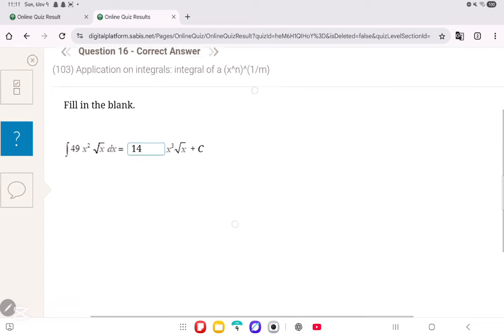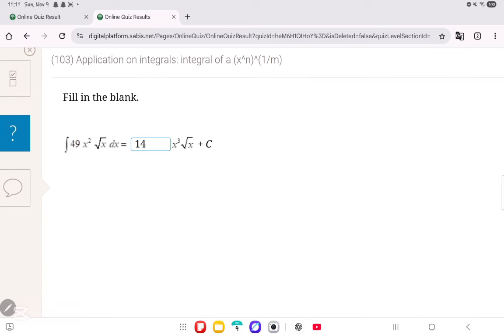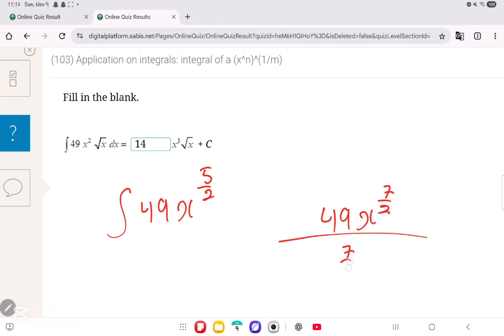Again, you need to do the integration of this. How do you do the integration of 49x squared, radical x? So integration 49x squared, x half, you add them together, so 49x to the power of 5 over 2, because 2 plus half is 5 over 2. Now we do the integration: 49x to the power of 7 over 2 divided by 7 over 2. So it's basically like saying divided by 7 over 2, so times 2 over 7.